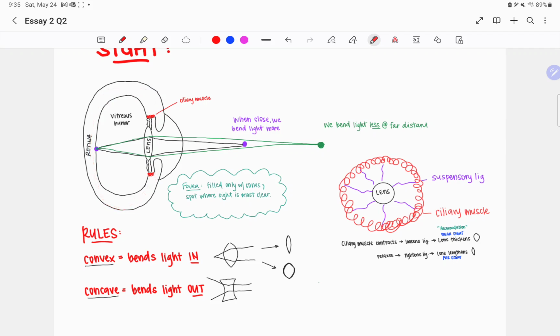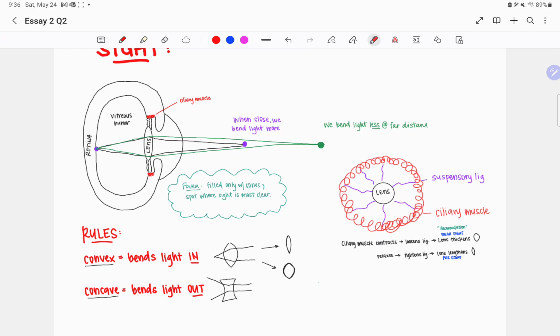Okay. Now, what's really cool about our lens is that it can fatten and it can lengthen, right? And it's all due to the actions of the ciliary muscle here. So we're going to come over here. I've got it drawn out a little bit. This is our ciliary muscle, this big squiggly thing, okay? In the middle is our lens. And these little squiggly guys here in the middle, those are our suspensory ligaments. Okay, they're what push and pull on the lens to cause it to fatten or lengthen.